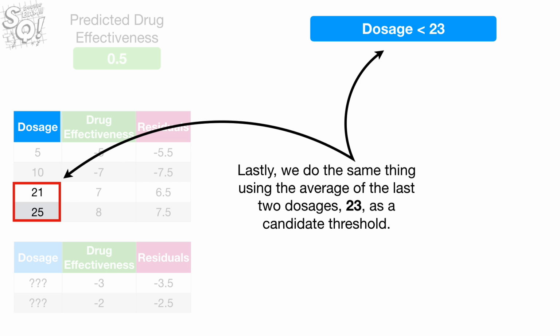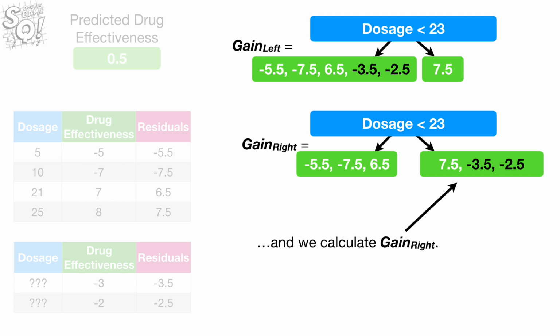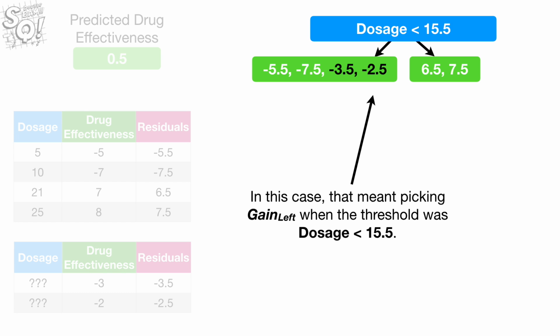Lastly, we do the same thing using the average of the last two dosages, 23, as a candidate threshold. We calculate gain left, and we calculate gain right. In the end, we choose the threshold that gave us the largest value for gain overall. In this case, that meant picking gain left when the threshold was dosage less than 15.5.